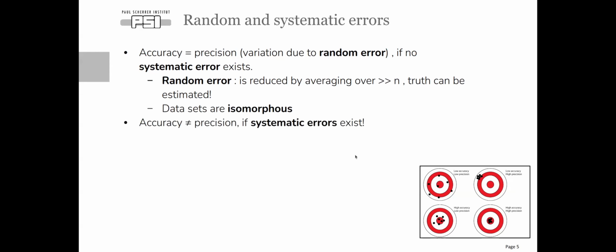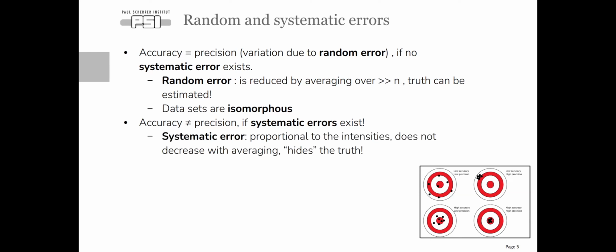The other problem would be if accuracy is not equaling precision. That means that systematic errors exist. And this is the case if we have systematic differences that are not reduced during averaging. And this kind of hides the truth. So in this case, we have data sets that are non-isomorphous.